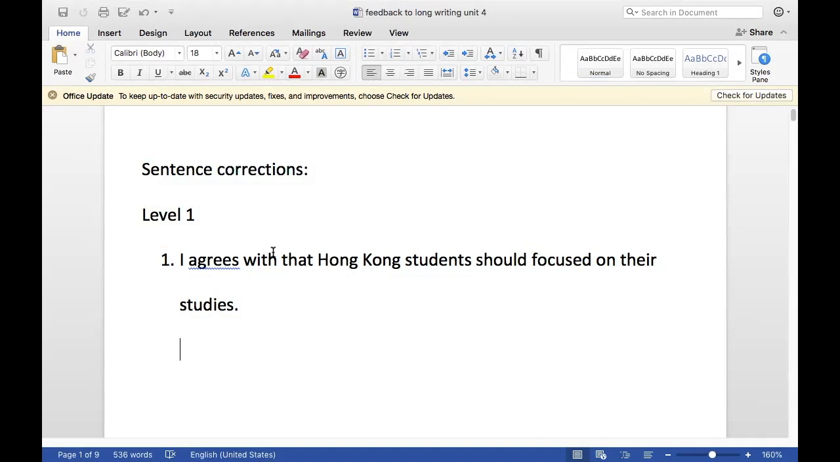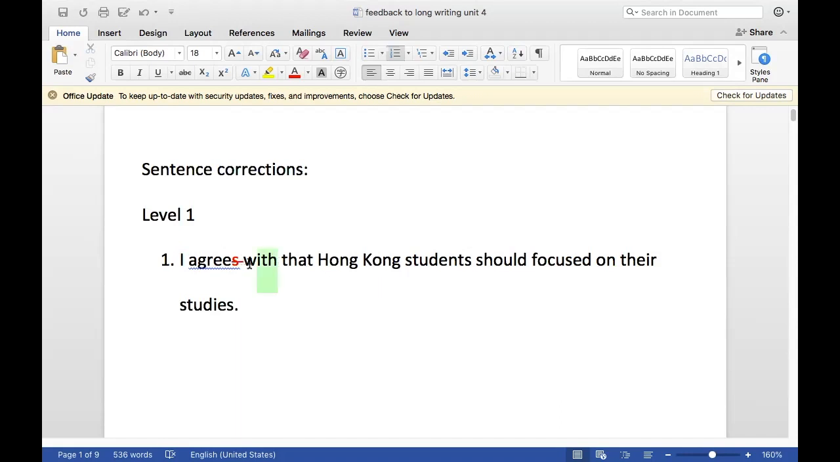I agree with that Hong Kong students should focus on their studies. A few mistakes here. First of all, I agree, right? Why is there an S here? When we say the singular subjects, it's used with an S in the verb. It actually means he, she, it. He, she, it agrees. But I agree. I, we, they, you agree.